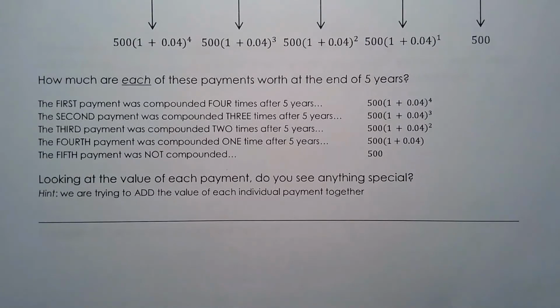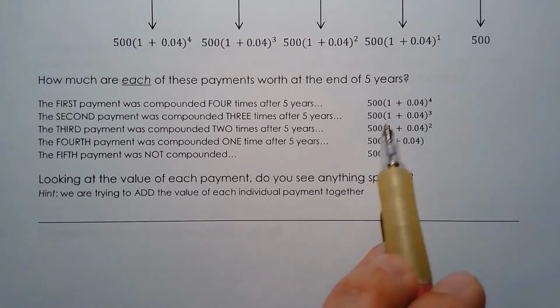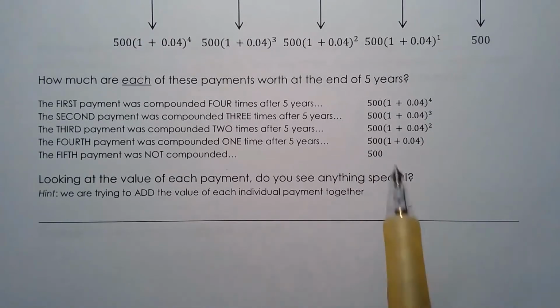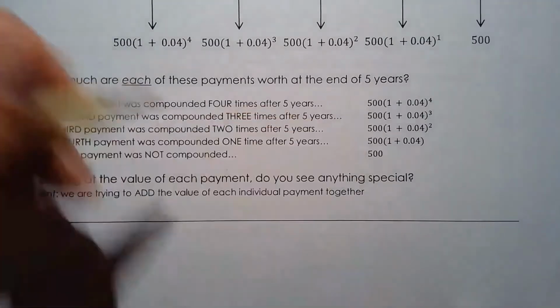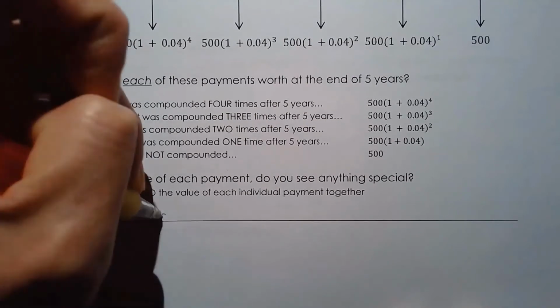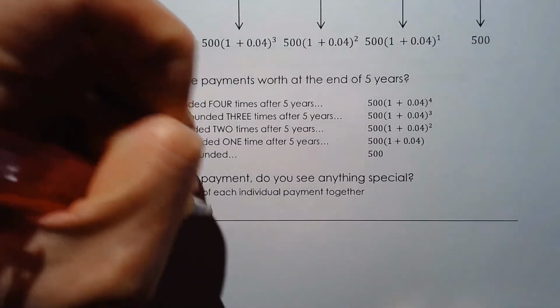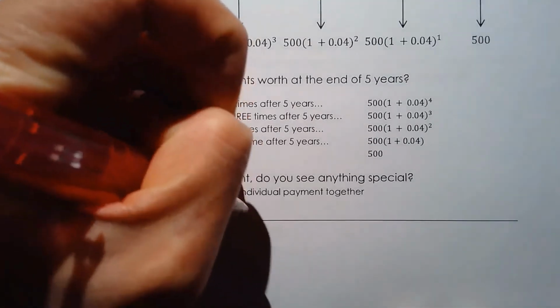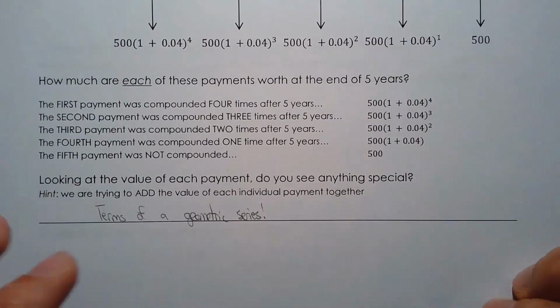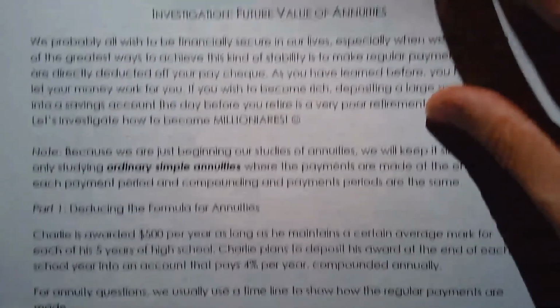Let's look at the value of each payment here. Do you see a pattern? I really want you to think back to the previous unit, but these are terms of a geometric series. And if they're terms of a geometric series, then guess what? You can use the geometric series formula to find the future value of annuity.